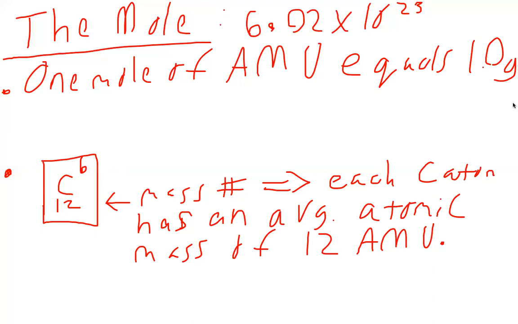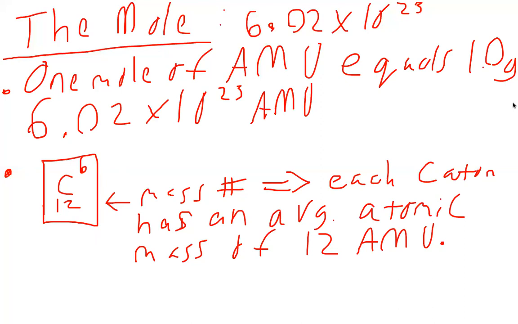1.0 grams, okay? That is 6.02 times 10 to the 23rd AMU equals 1.00 mole, okay? 1.00 mole. And that's not a mistake on my part, and that's not a misspelling.